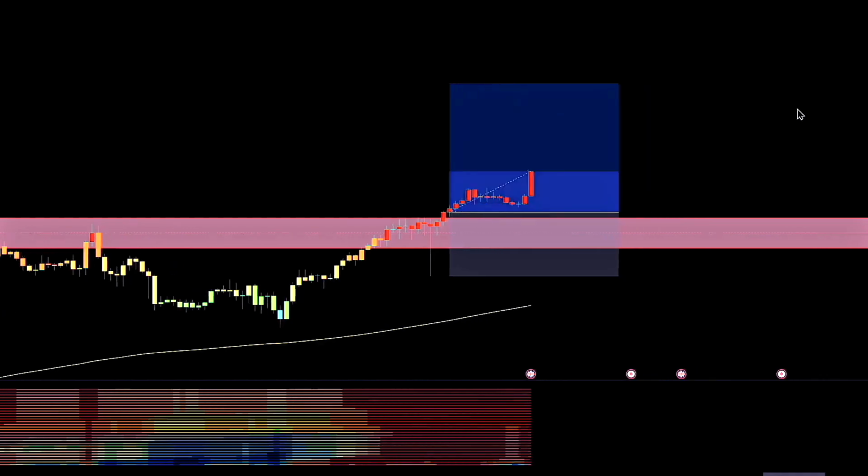Enter the long position, set your stop loss at the latest swing low, and aim for a 1 to 2 risk-reward ratio for take profit. Let it run. And as you can see, it paid off.